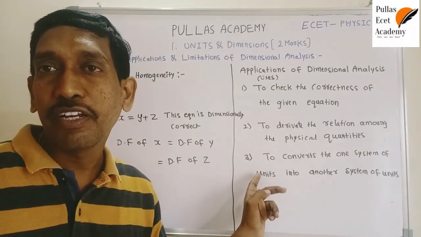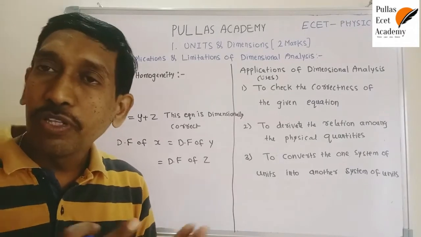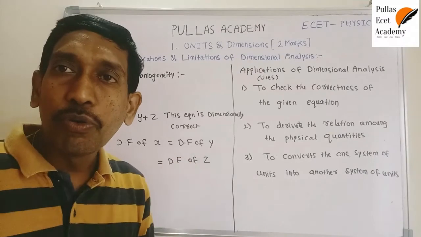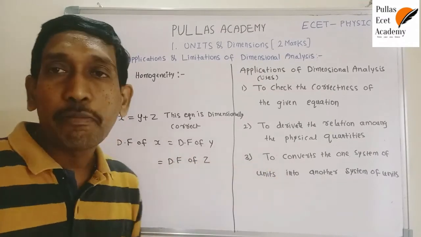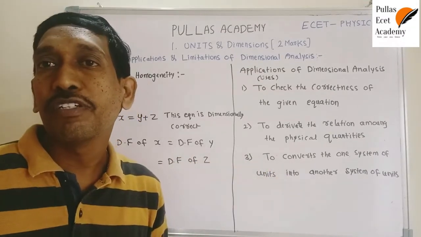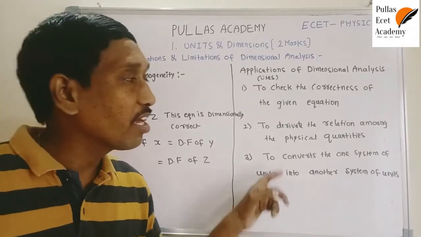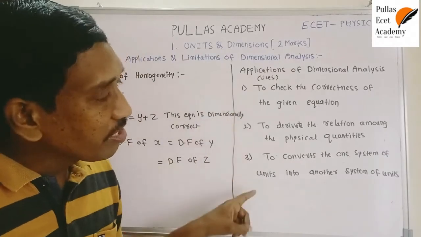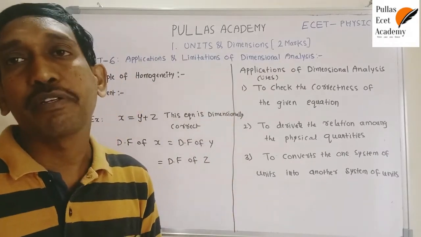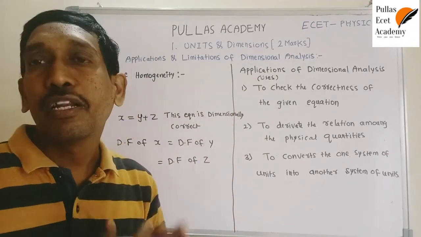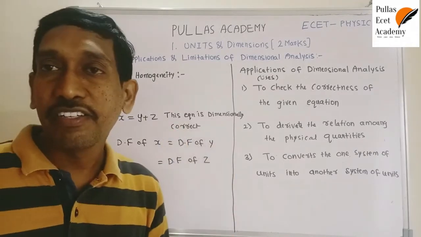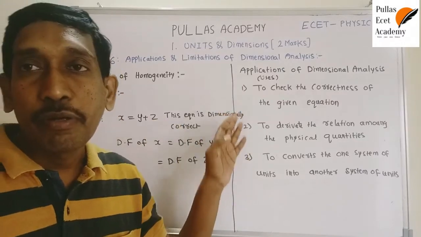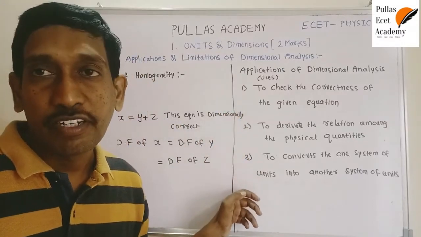Suppose you know the SI unit, you want the CGS unit, and you don't know the relation. Already I gave some important conversions. If you don't know them, that's also possible: if you know dimensional analysis, conversion is possible. Now we will discuss all three applications clearly. Based on these three applications, different questions are repeated in previous exams, so this is also an expected topic in this lesson. That's why you have to concentrate here.